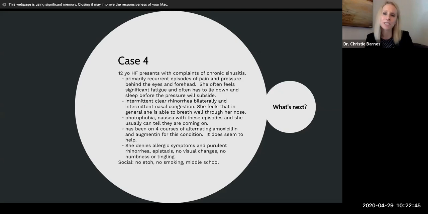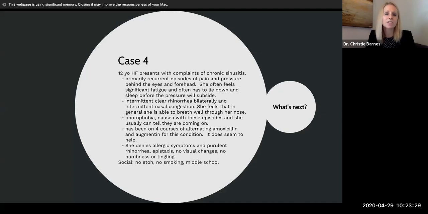She really has a classic chronic sinus symptom, pain and pressure. She says it's behind the eyes and across the forehead, and she feels fatigue. Some of the other symptoms started to bubble up to the surface after questioning: she often had to lie down and the pressure got better. She had clear rhinorrhea that was bilateral, key and crucial here, not unilateral. She said she had congestion, but in general, she could breathe pretty well out of her nose at most times. So not nasal obstruction, and she didn't have any difficulties with smell or taste.